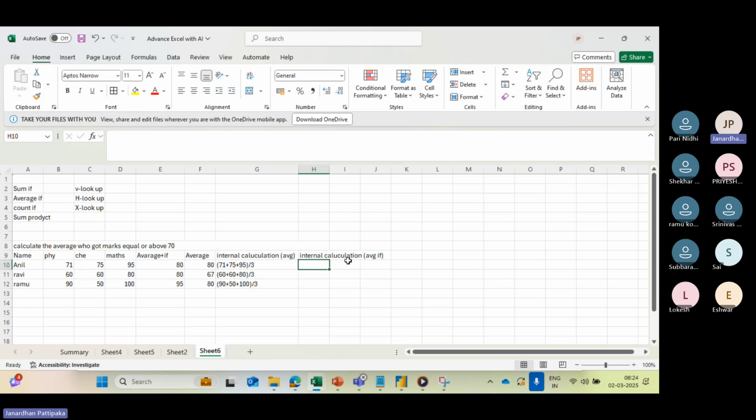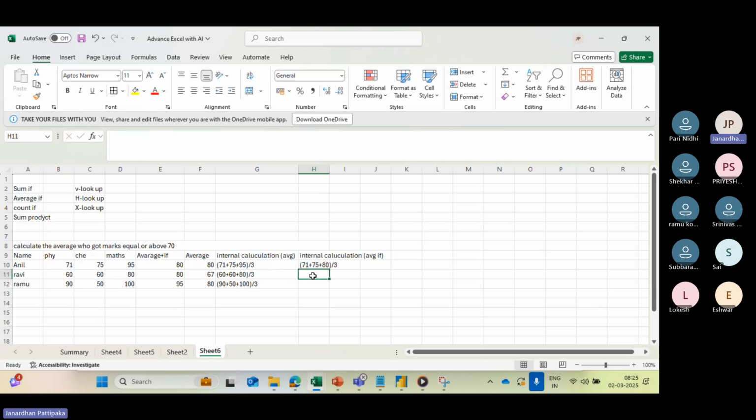But in this internal calculation for averageif, you have mentioned to calculate above 70. The marks above 70 only, that it will calculate. So for this, the average will be the same because all the marks are above 70, right? So it will calculate 71 plus 75 plus 80 and it will divide by 3. So internal calculation divided by 3, because all conditions are above 70 in physics and chemistry.